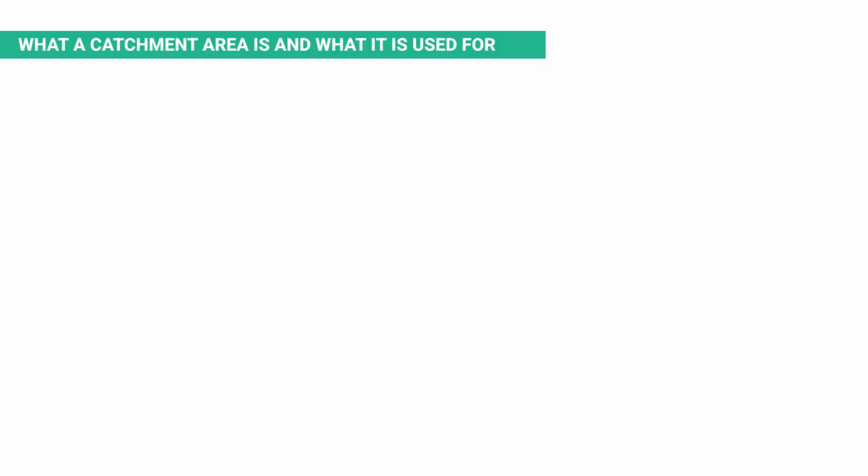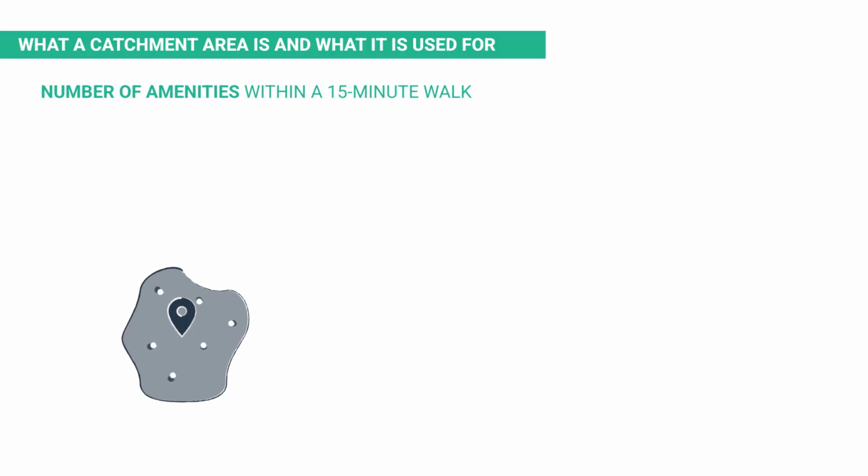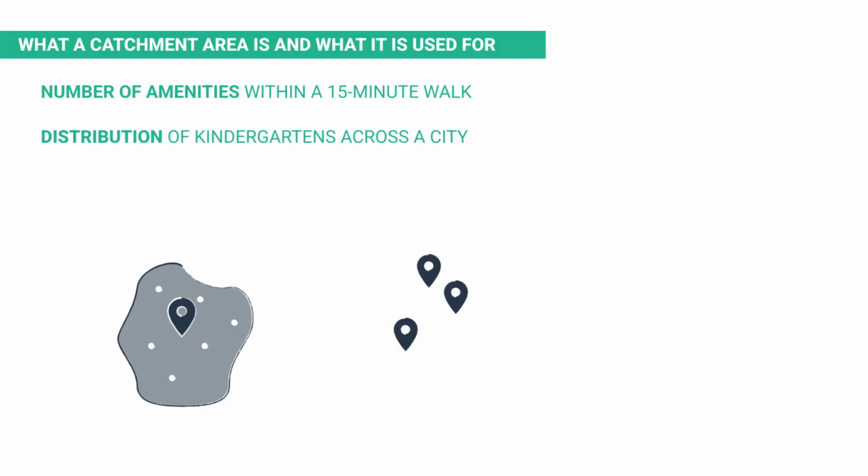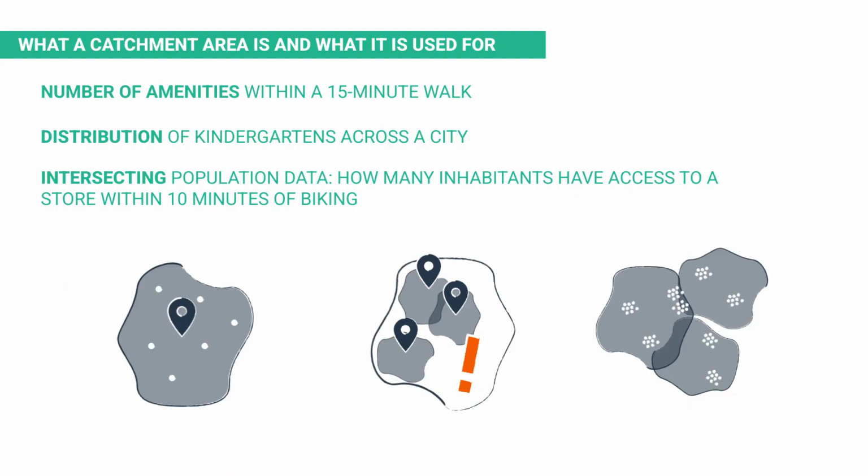It can be used to discover how many amenities can be reached from a certain point within a 15-minute walk, or how well kindergartens are distributed across the city and if there's an area that lacks them. Or if you intersect the areas with population data, you can tell how many inhabitants have access to a store within 10 minutes of biking.